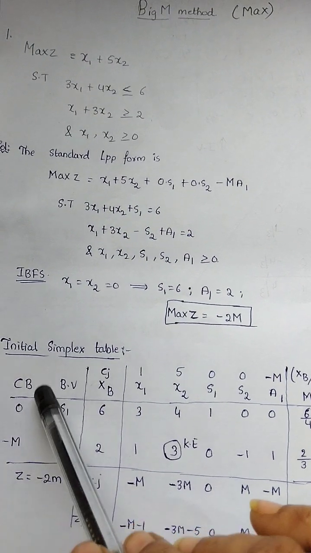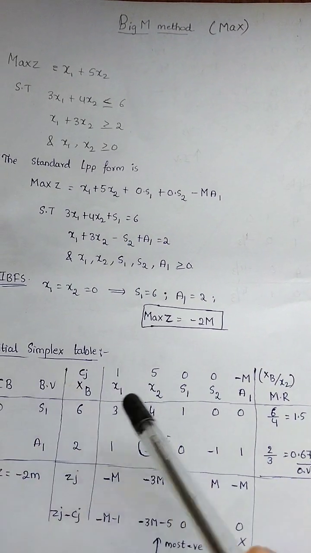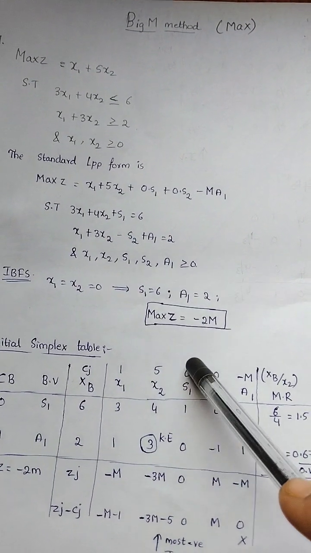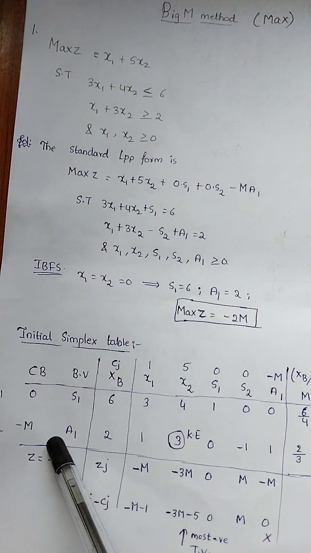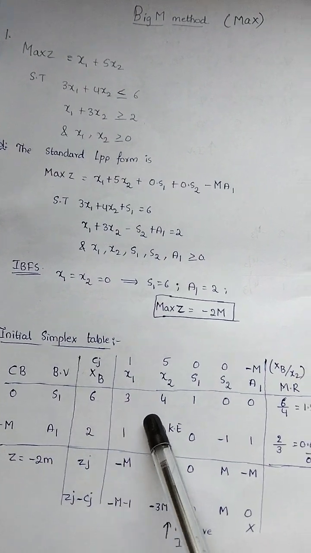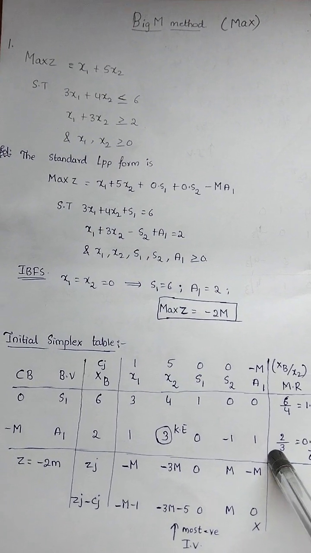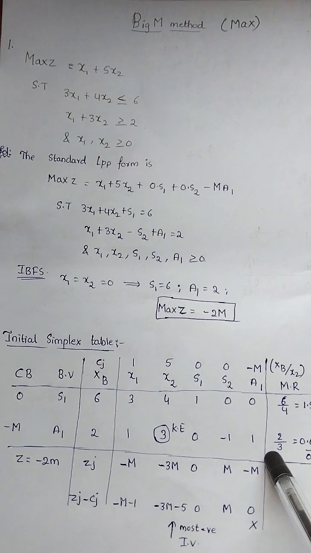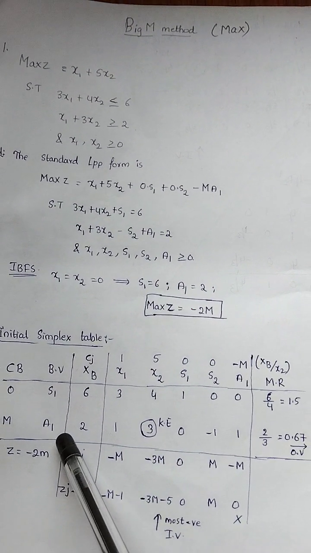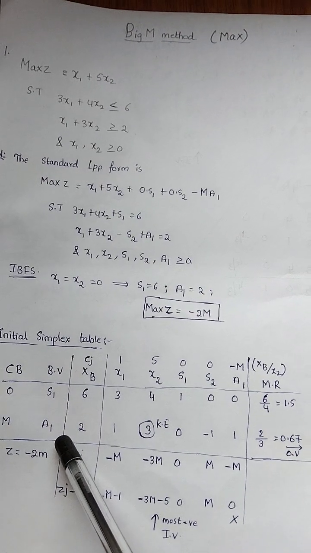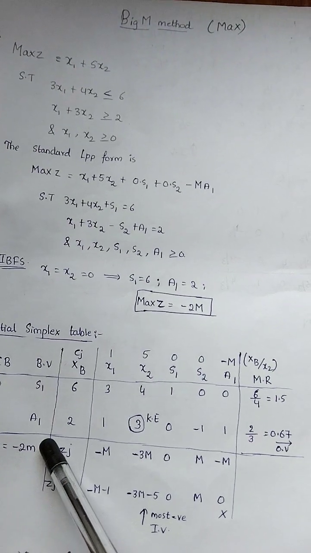Now, what is meant by CB? Coefficient of the basic variables. The coefficient of basic variables for S1 is 0 and for A1 is minus M, which you write here. The other values you take from the constraints itself, and the basic variable columns must follow an identity matrix. If there are 2 variables, it follows I2. If there are 3, it follows I3.